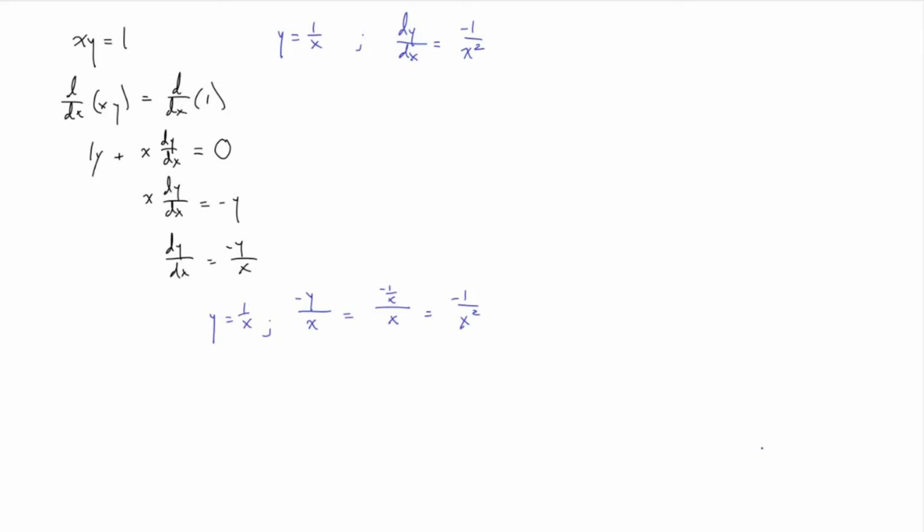And this technique of taking the derivative of both sides of an equation that has maybe mixed x's and y's together is what's called implicit differentiation.